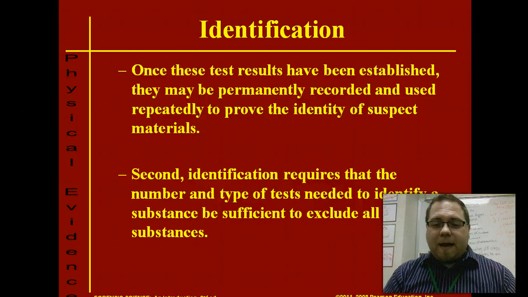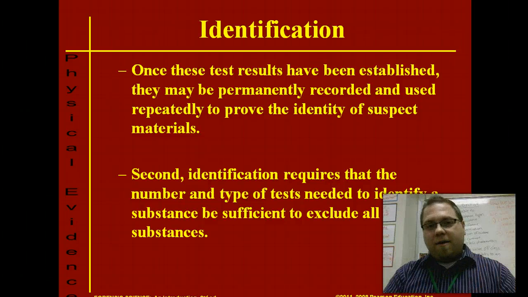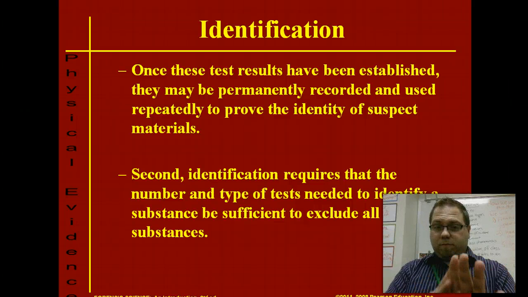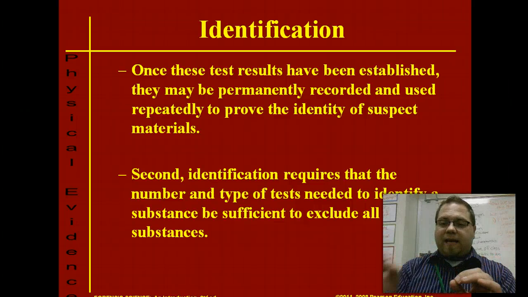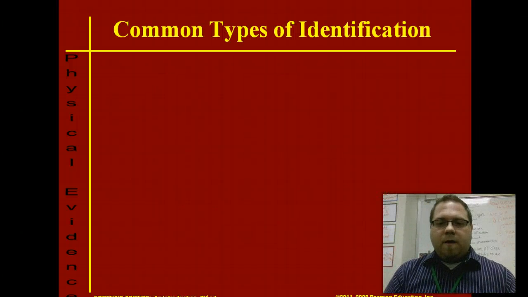Identification requires that the number and type of tests needed to identify a substance be sufficient to exclude all other substances. So there has to be a test, and it has to be a good test, that you can exclude all other substances. Then you can identify and say, that is heroin. That is specifically blood, and not just blood of anything, but not animal blood, that is human blood. We have tests to be able to determine that.